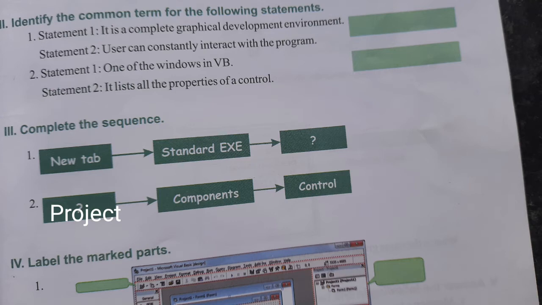Understand the complete the sequence question, think about it, and try to answer it. The meaning of the question is that you should understand it. So this is the answer for the second one, Project. The first one's answer is new tab, Standard EXE and open. Clear? So these are the answers for the third Roman, complete the sequence.